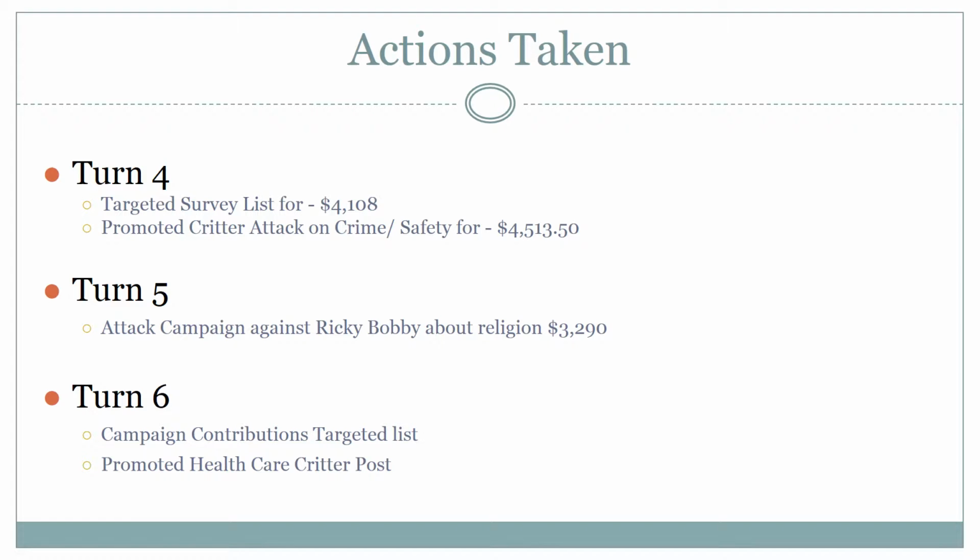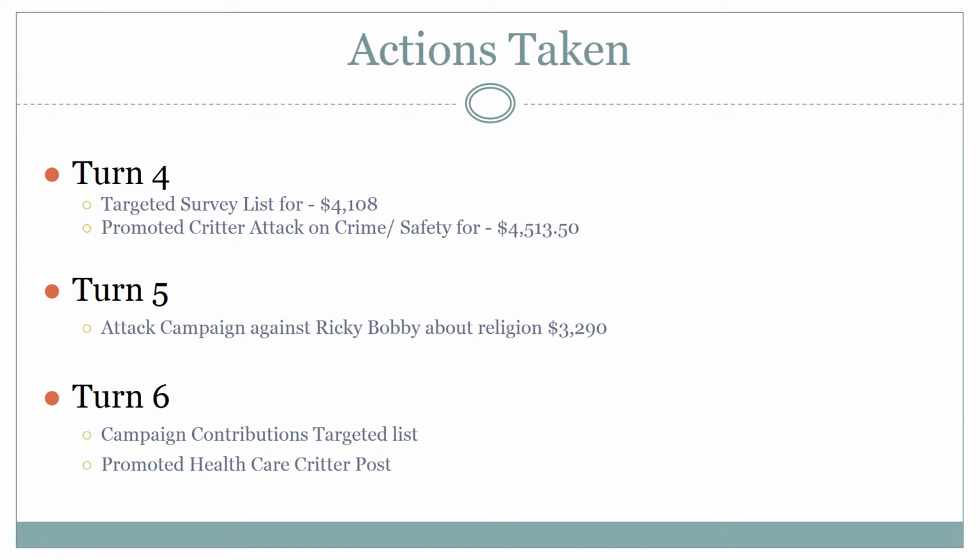In Turn 4, we decided to survey the Northeast, Center, and South areas so that we could more efficiently compete with Ricky Bobby. The survey cost $4,100. We decided to attack Ricky Bobby's stance on crime and safety by leveraging our current Critter followers of 468 and promoting the attack to 2006 other Critter users at a cost of $4,513.50.